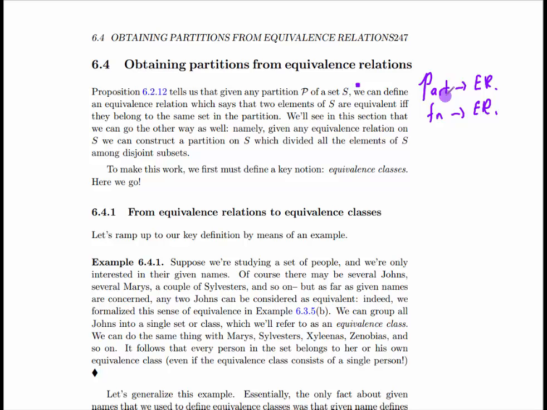However, to get there, we have to introduce another notion, and that other notion is equivalence class. So in this section, we're going to be talking about equivalence classes. And it's really pretty straightforward from the definition of equivalence relation.